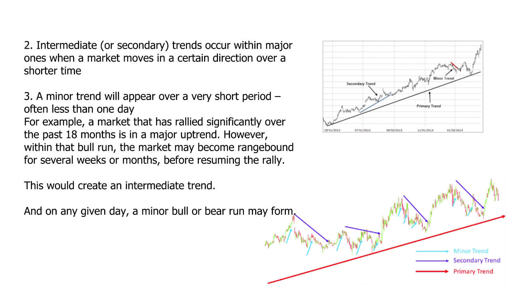For example, a market that has rallied significantly over the past 18 months is a major uptrend. However, within that bull run, the market may become range-bound for several weeks or months before resuming the rally. This will create an intermediate trend. And on any given day, a minor bull or bear run may form.